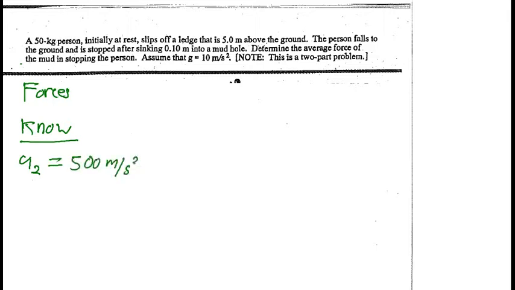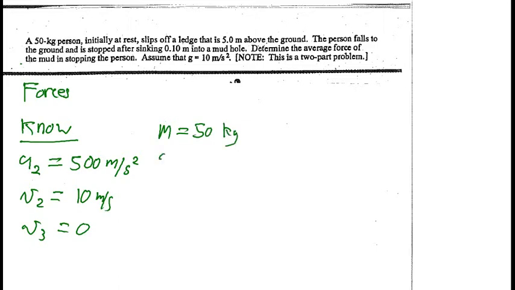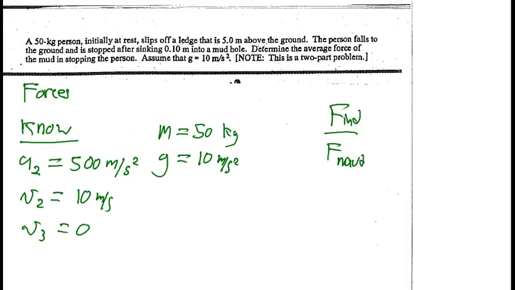Alright, now that we've considered the motion part of the problem of this person falling off a ledge and sinking into the mud, now we can focus on the forces part. So let's make our table of what we know. The acceleration that we found from the first part was 500 meters per second squared falling through the mud. The velocity at point 2 was equal to 10 meters per second. The velocity at point 3 was equal to 0. The mass of the person is 50 kilograms. And we're supposed to use the approximate value of g of 10 meters per second squared. And we want to find the force that the mud exerts on the person.